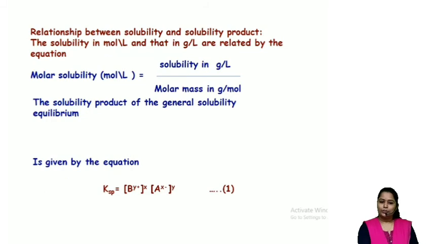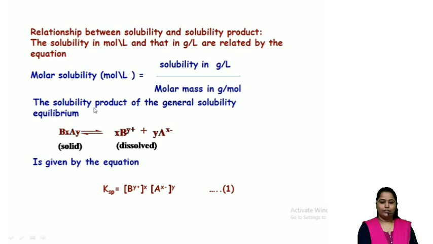Here is the relationship between solubility in moles per liter and solubility in grams per liter. That formula is necessary for solving problems. Therefore, molar solubility is equal to solubility in grams per liter divided by molar mass. Simply, molar solubility is equal to solubility in grams per liter divided by molecular weight or molar mass.